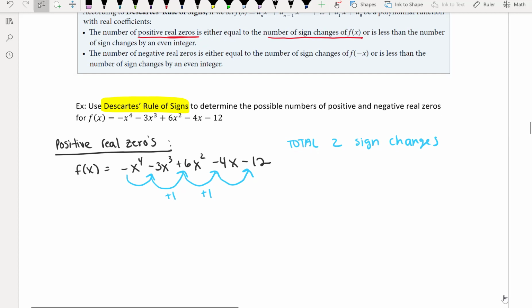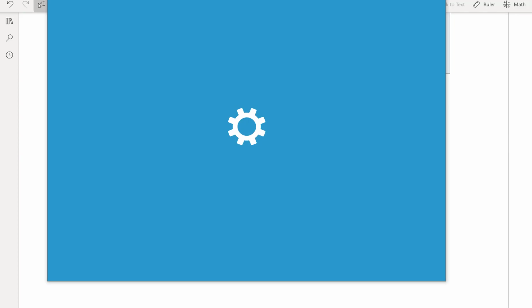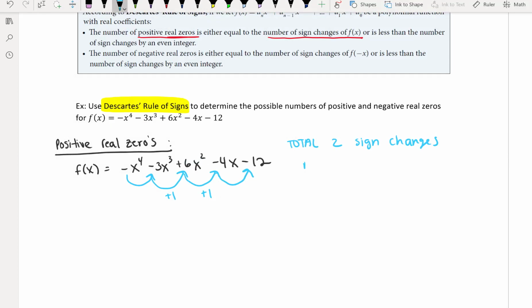Because that is true, by Descartes' rule of signs, we have either 2 or, and it says or less than the number of sign changes by an even integer. So what's 2 minus 2? 0. So we either have 2 or 0 positive real roots.